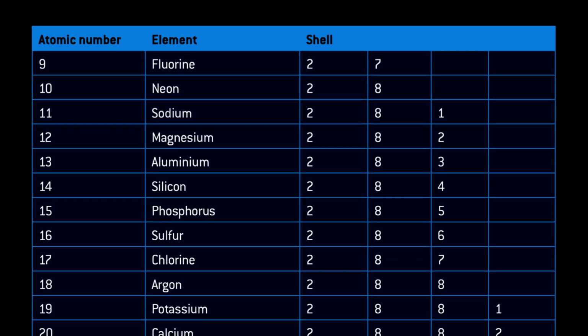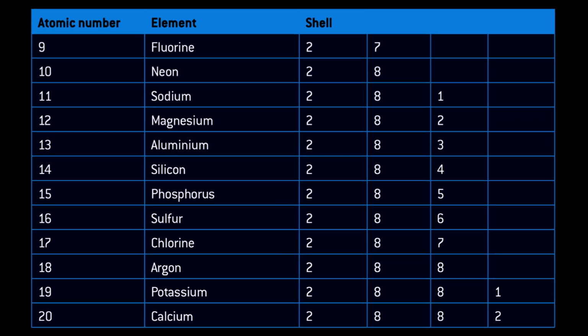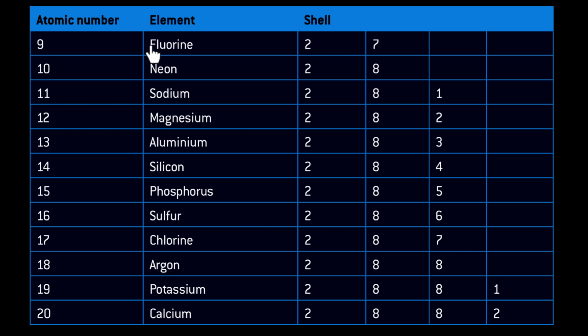Now here's the remaining 12 elements in the first 20. Two we just saw right now: if you have atomic number 9, that means 9 electrons, 2 in the first shell and 7 in the second shell. When you have 10 electrons, 2 in the first, 8 in the second. When you have 11 electrons, 2 in the first, 8 in the second, and then 1 more. Then 12, 2, 8, 2.